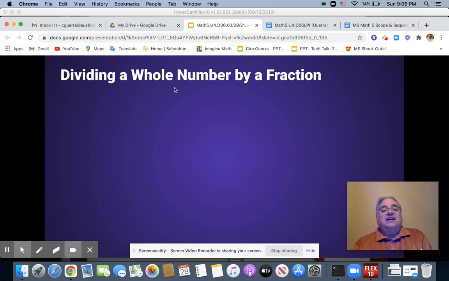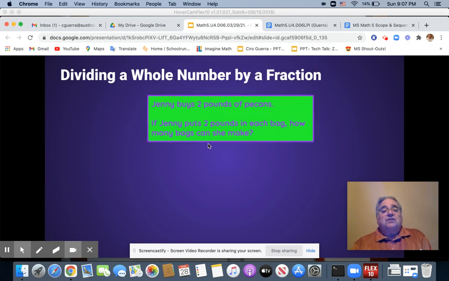So we're going to be dividing a whole number by a fraction. But first, we're going to start with whole numbers. Jenny buys 2 pounds of pecans. If Jenny puts 2 pounds in each bag, how many bags can she make?